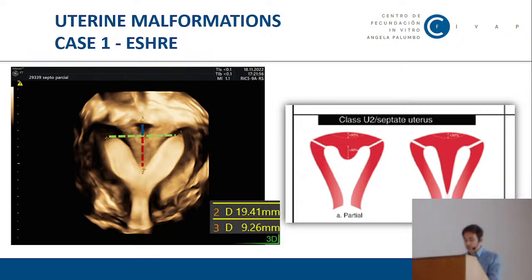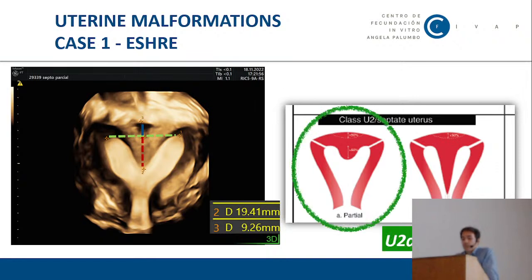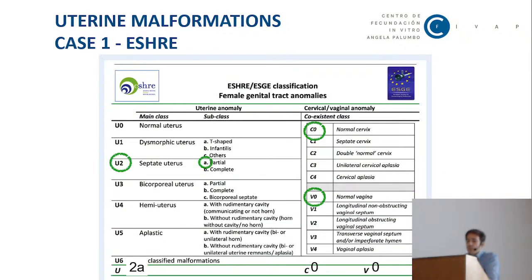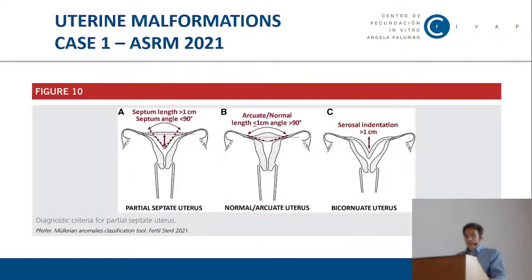It's a partial septum, so it will be U2A in the ESHRE/ESGE classification for uterine malformation. After that, we see the cervix. We have a normal cervix, so it will be U2A C0, and a normal vagina, V0. This will be the ESHRE/ESGE classification here. The ASRM 2021 is a little bit different.